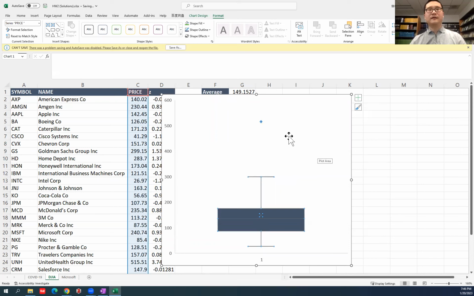I will explain more about why we recognize them as outliers later. But the points represent outliers in a box plot. Okay, move on, please. Sure.